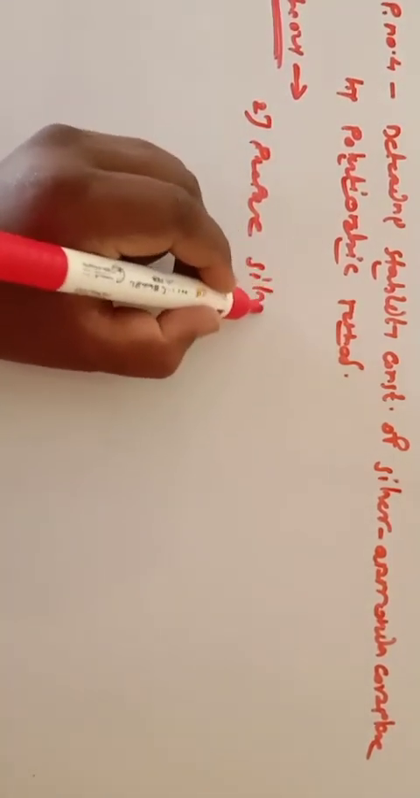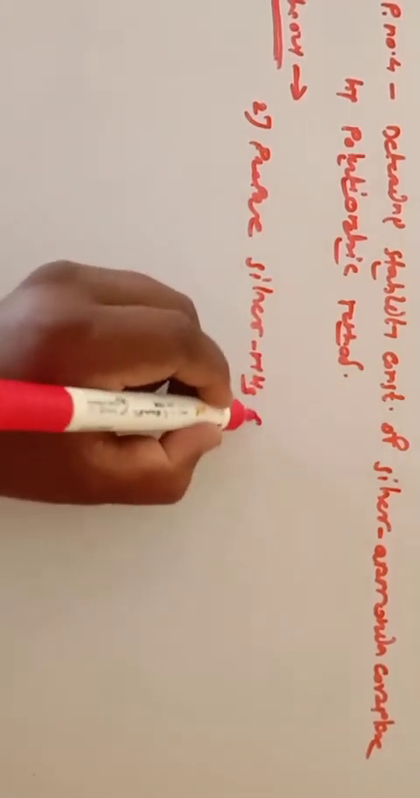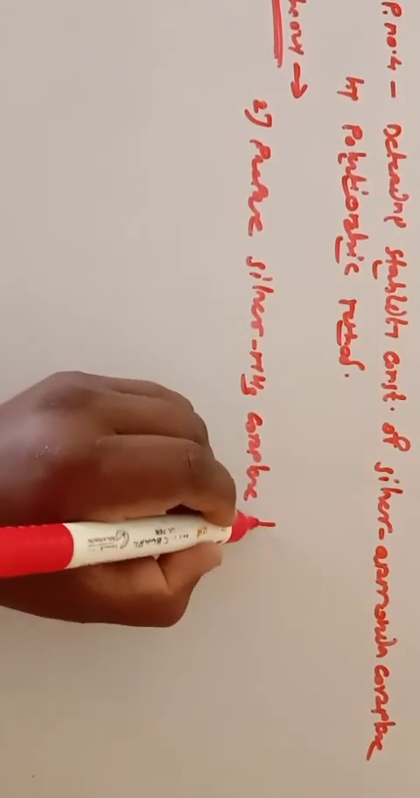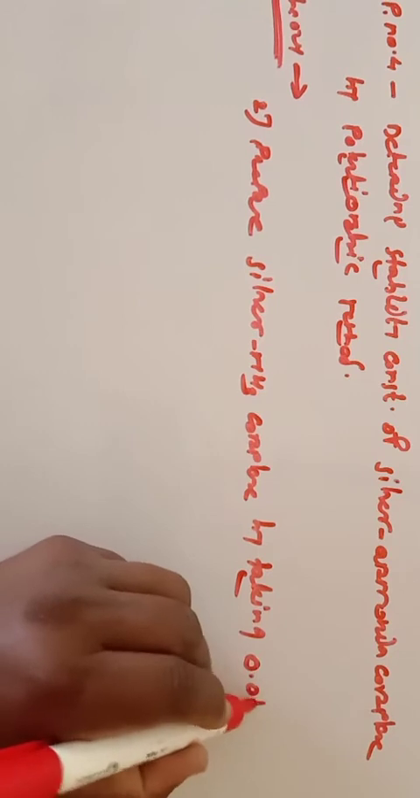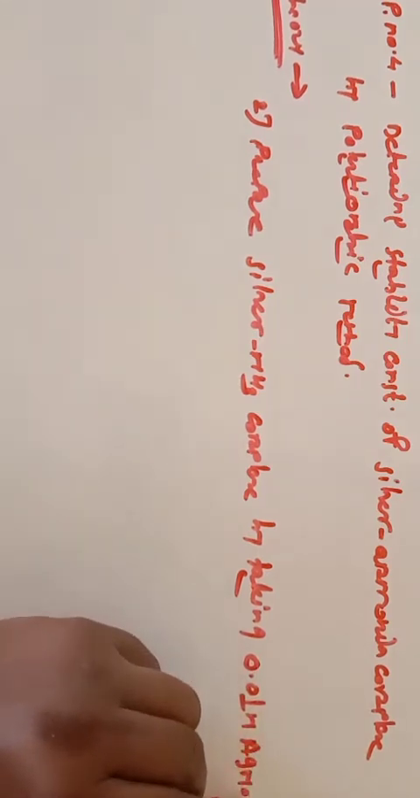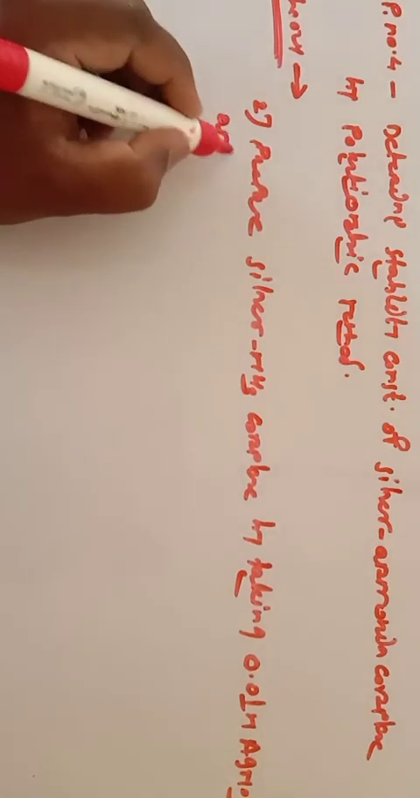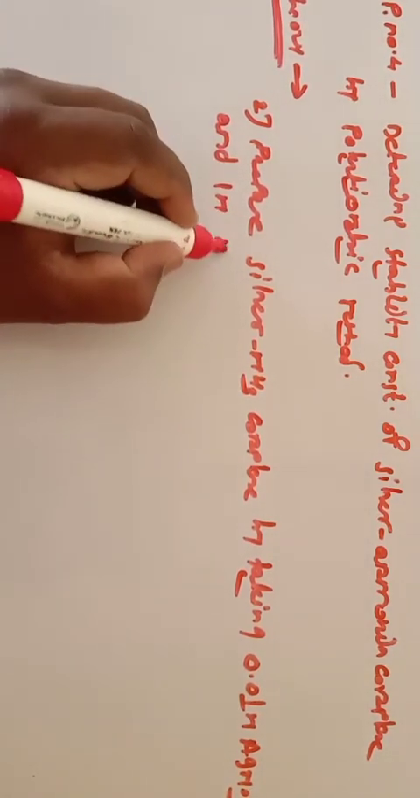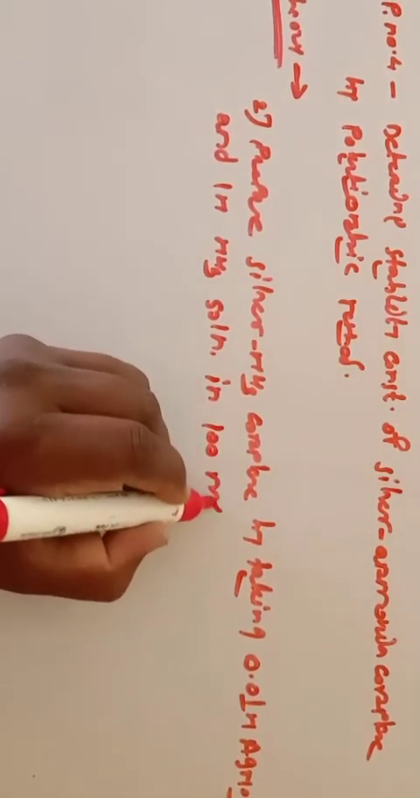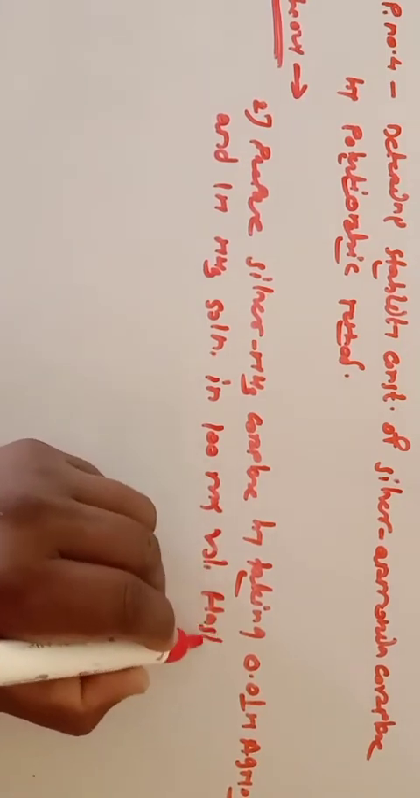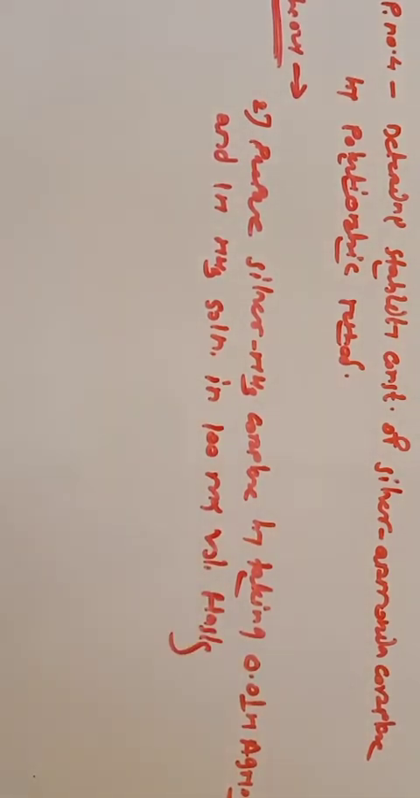You have to prepare silver ammonia complex by taking 0.01 normal AgNO3 solution and 1 normal ammonia solution in a 100 ml volumetric flask. So how can one prepare this silver ammonia complex solution? You have to take 0.01 normal AgNO3 solution and 1 normal ammonia solution of different volumes and make the final volume 200 ml.